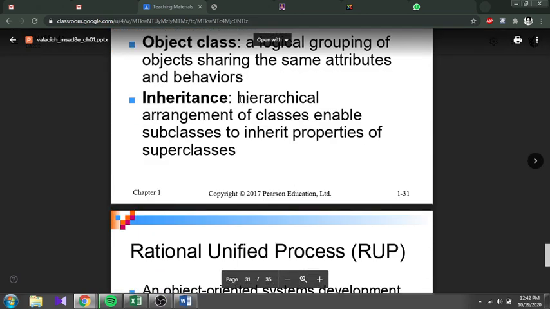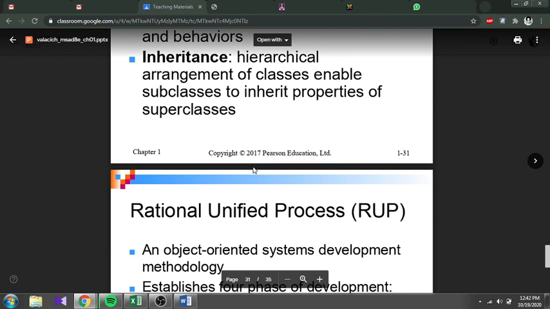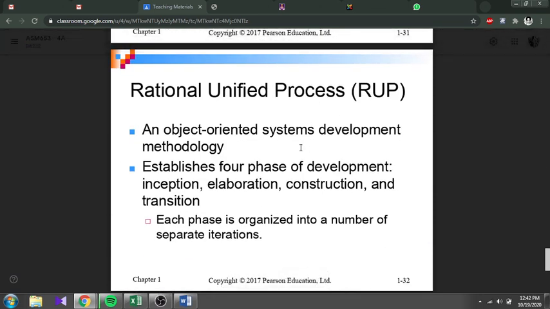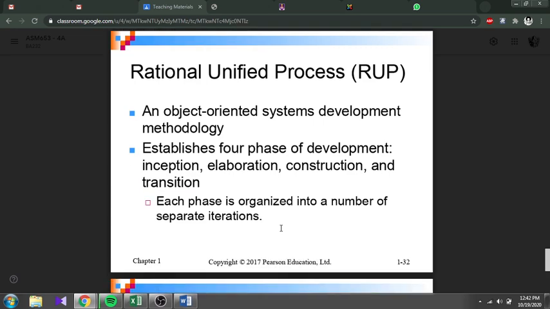Okay, sorry, just now there was OOAD, then the last one is RUP, Rational Unified Process. Actually, RUP is a part of this object oriented. It's an object oriented system development methodology, but establishes four phases of development: inception, elaboration, construction, and transition. Later on I will pass you the text on this one. Each phase is organized into a number of separate iterations.